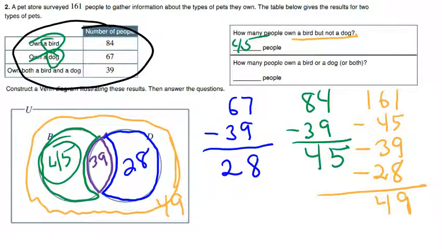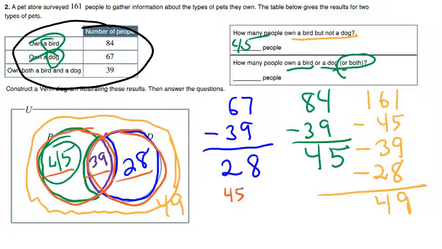How many people own a bird or a dog or both? So you can own a bird or a dog or both. And I'll just use a different color here. That means you're in here or you're in here, either one. Either one of these three numbers, bird or dog owner. So add those three numbers up: 45, 39, and 28, and you get 112. Okay, 112.